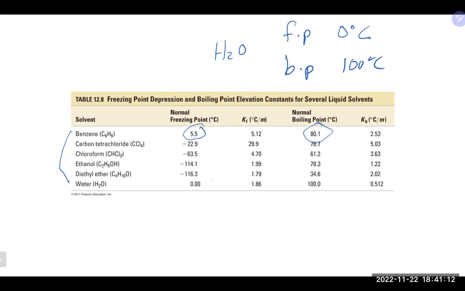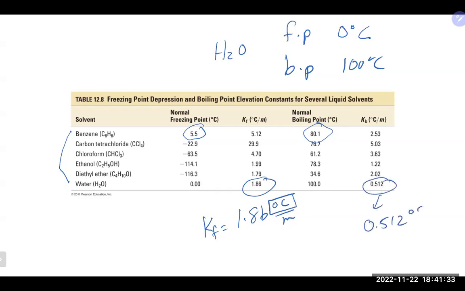For us, we will use 0 and 1.86 as our Kf value a lot in problems. And the units here are degrees Celsius per molality, which is why we can leave the temperature in Celsius, so everything cancels out okay. And for the boiling point part, 0.512 degrees Celsius per molality for the Kb. But once again, if you went to this table, you would want to look up the solvent.